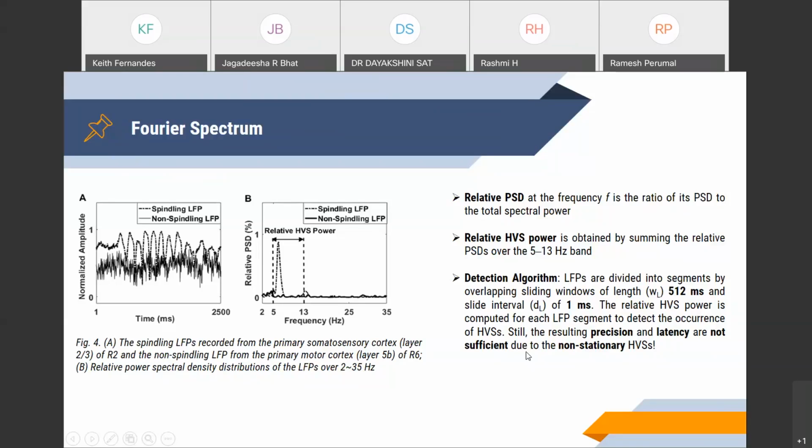But still, the problem is that the resulting precision and latency are not sufficient, because we know very well it is due to the non-stationary behavior of the high voltage spindles. We cannot judge the occurrence of high voltage spindles in the selected window. We can approximate, but there is some limitation. There is a limitation of the Fourier transform. Of course, we can improve, but the improved performance is still not sufficient for real-time detection. That is what we found by applying the Fourier transform over the LFPs from different brain regions and different rats.